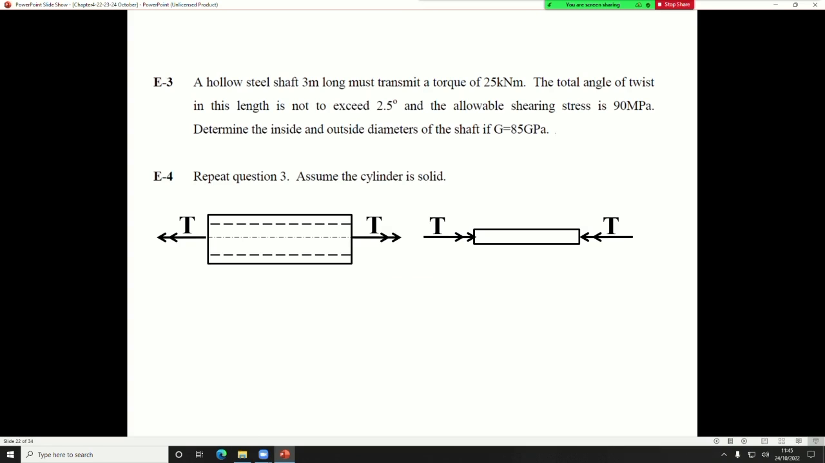We have a hollow steel shaft, 3 meters long. It transmits a torque of 25 kilonewton meters. The total angle of twist is not to exceed 2.5 degrees, and the allowable shearing stress is 90 megapascals. The problem is asking us to determine the inside and outside diameter of the shaft. So the first one is a hollow cylinder, and the other one, question number 4, is a solid cylinder. So this one is very similar to question 1 and 2. We have a torque of 25 kilonewton meters, but we don't have the dimensions of the section.